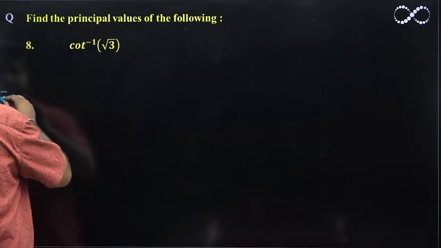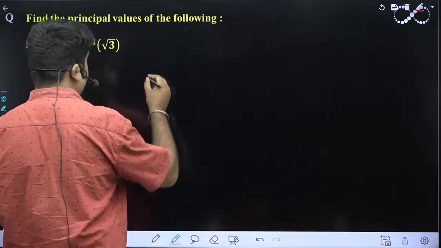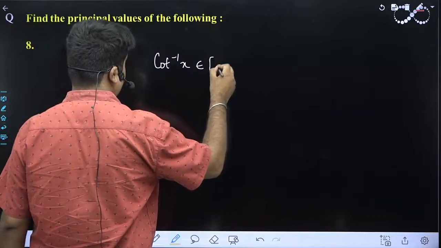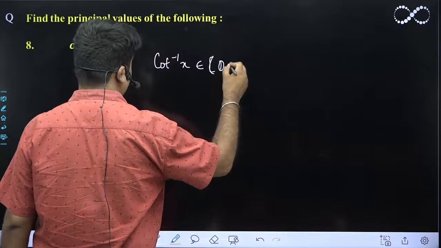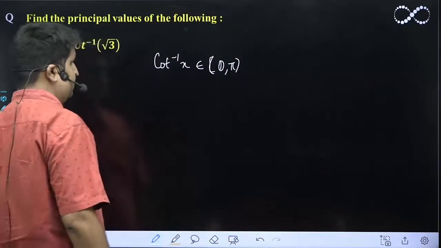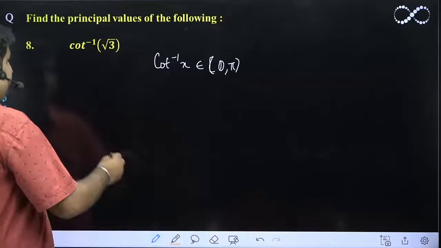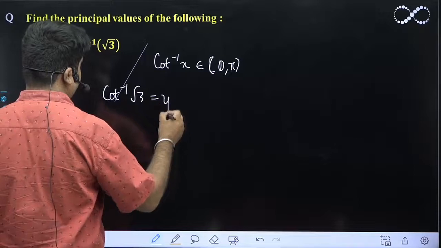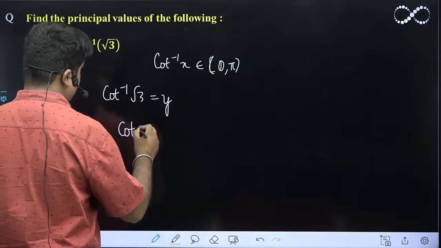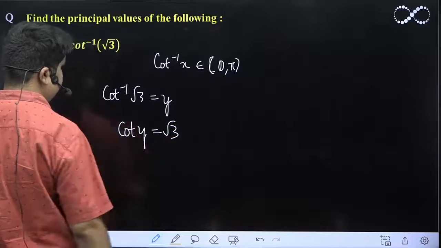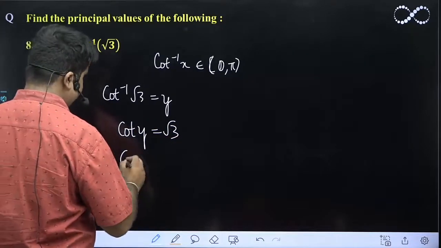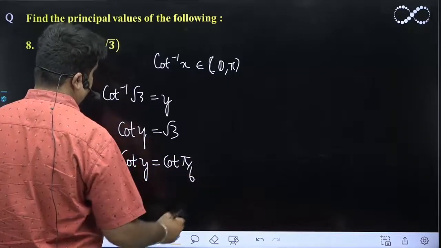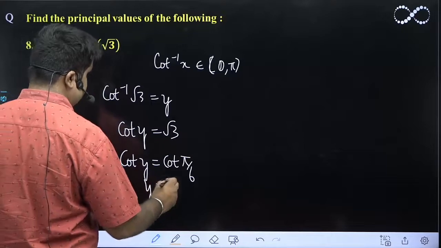In the eighth one it is cot inverse root 3. So we know that cot inverse x lies between 0 to pi, open brackets. So therefore if cot inverse root 3 is equal to y, then cot y is equal to root 3. And when is this equal to root 3? Again pi by 6. So just check out in how many questions the answer is pi by 6.